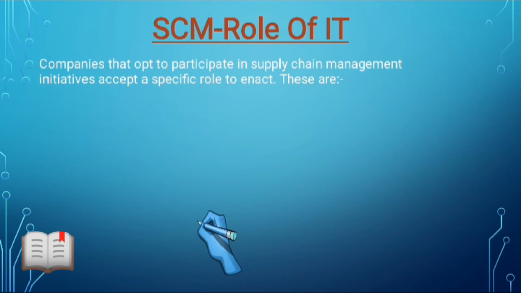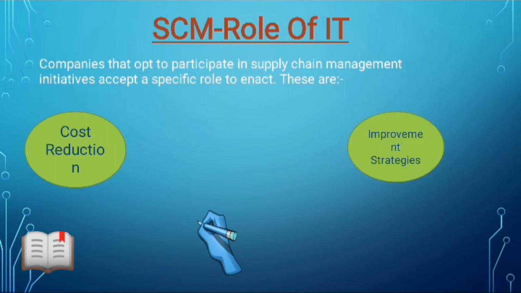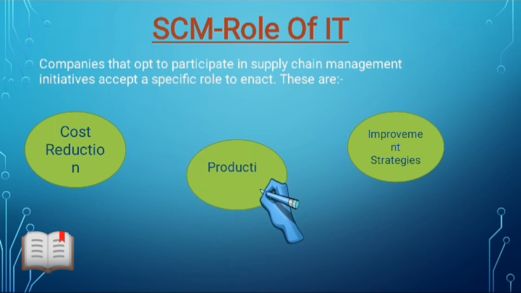Now, we need to know the role of information technology in supply chain management. Companies that opt to participate in supply chain management initiatives accept a specific role to enact. These are cost reduction: the advancement of technology has made all products available with different offers and discounts. Improvement strategies: improvement in product and market strategies, as recent years have seen huge growth not only in technology but in the market itself. Productivity: the growth of information technology has improved productivity because of the invention of new tools and software.